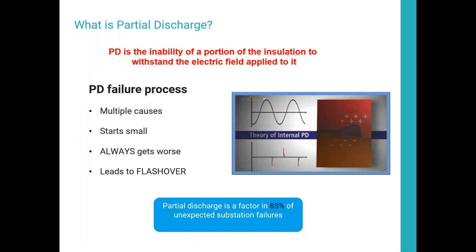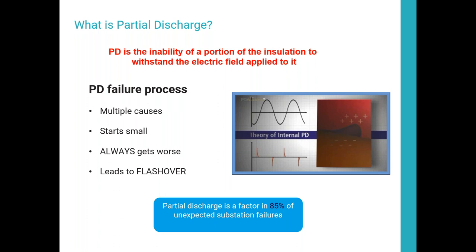Partial discharge is an inability of a portion of the insulation to withstand the electrical field applied to it. So we're talking about very small portions of the insulation material not being able to withstand the voltage applied to it, and breaking down. It has multiple causes, as we've started to discuss. Typically it starts small, but it will always get worse, because every time you get one of these momentary discharges, a little more of the insulation material becomes compromised and breaks down and causes more PD. So it starts small and builds up until that insulation can no longer withstand the applied voltage, and it flashes over and you have a catastrophic failure.